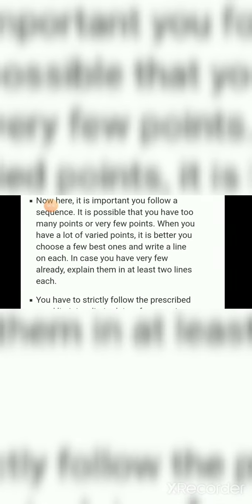Now here, it is very important to follow sequence. How will you follow the sequence? You will follow the sequence.